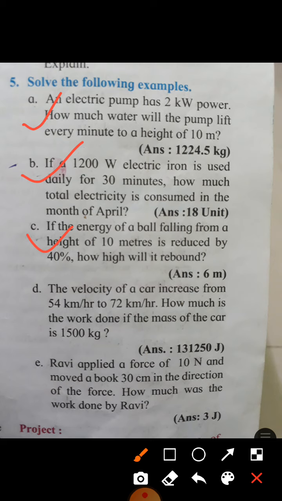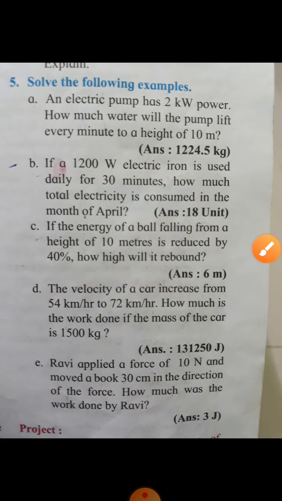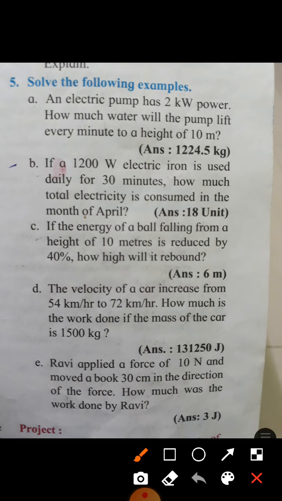So, let us see this example. If the energy of a ball falling from a height of 10 meters is reduced by 40%, how high will it rebound? See, first thing, what is given? Height is given, 10 meters, then its energy is reduced by 40%. So if energy is 100%, then after reducing 40%, what is remaining? 60% will remain. So how high will it rebound?